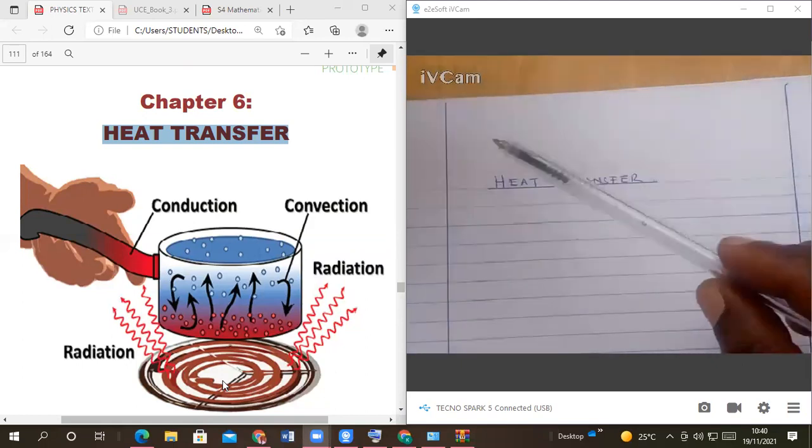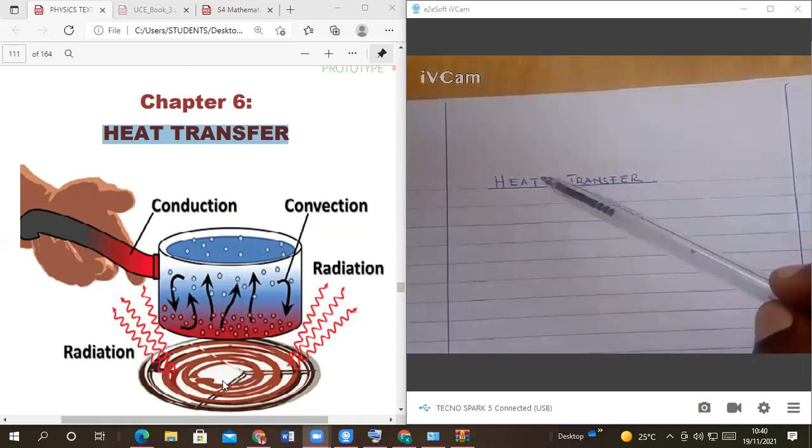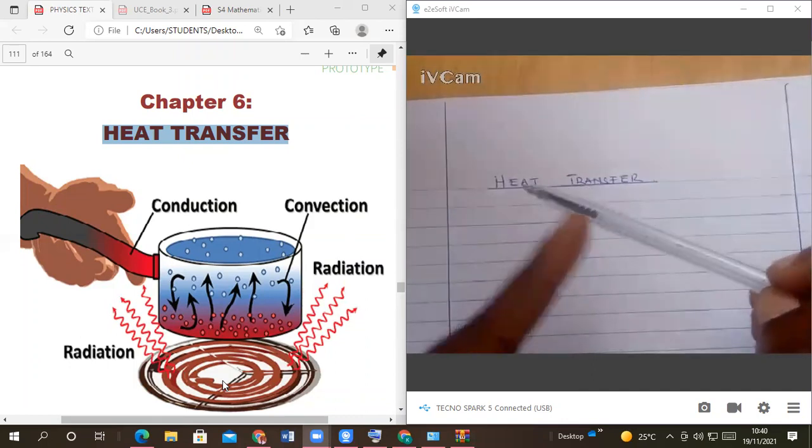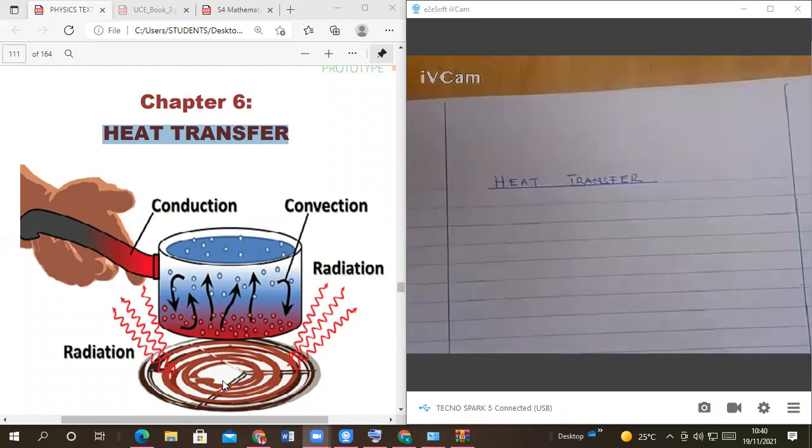So when you put the nail in fire, the heat will be transferred from this point that is hot to the point that is not hot. So heat will be transferred from a point that has a high temperature to a point that has a low temperature. Are we together?